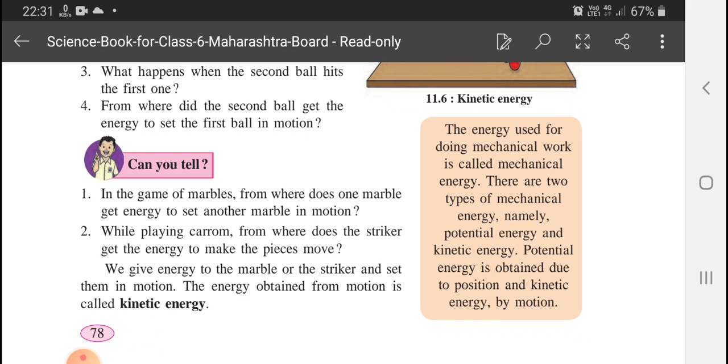So just now we have seen two forms of energy, that is, the energy used for doing mechanical work is called mechanical energy, and there are two types of mechanical energy, namely potential energy and kinetic energy. So what is potential energy? The energy which is stored in an object due to a specific state or position of that object is called potential energy, whereas the energy obtained from motion is called kinetic energy.